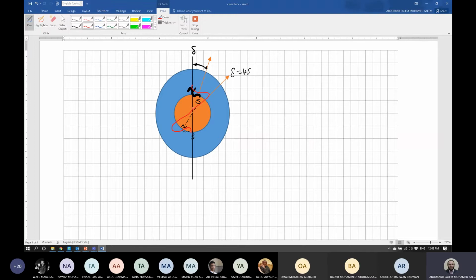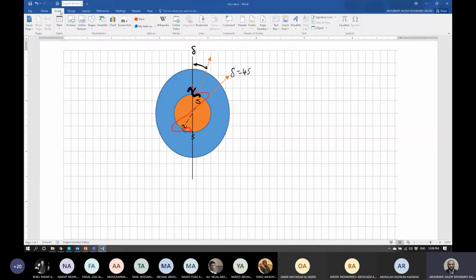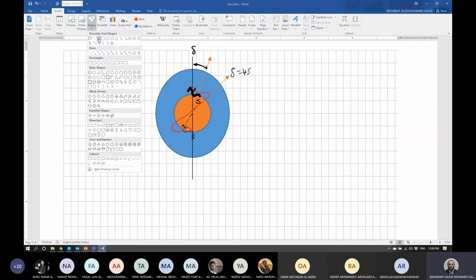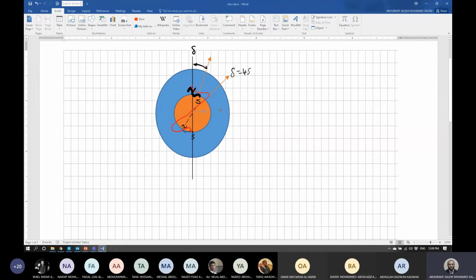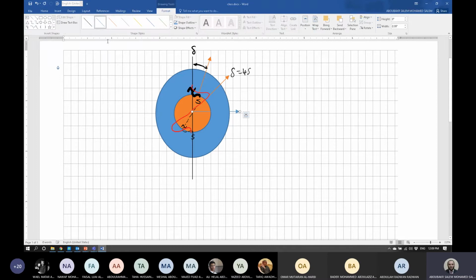Okay, what will happen if we increase the power angle to 90 degrees? Actually, if we increase the angle to 90 degrees like that, in this case, the flux lines will be very long, and it will be very weak, and also it will be cut.